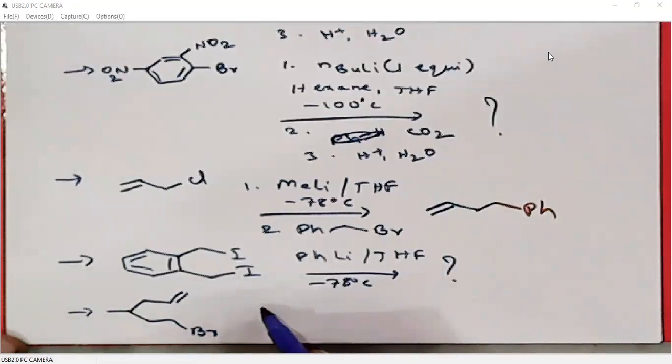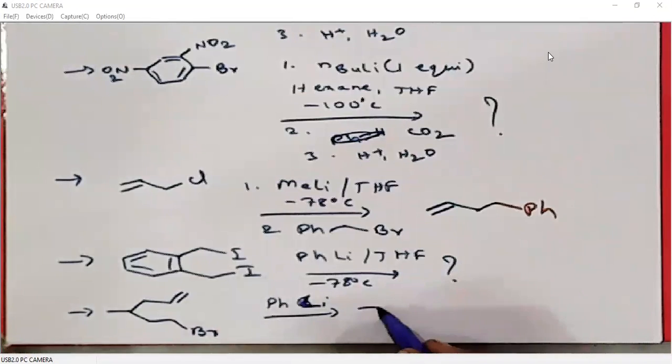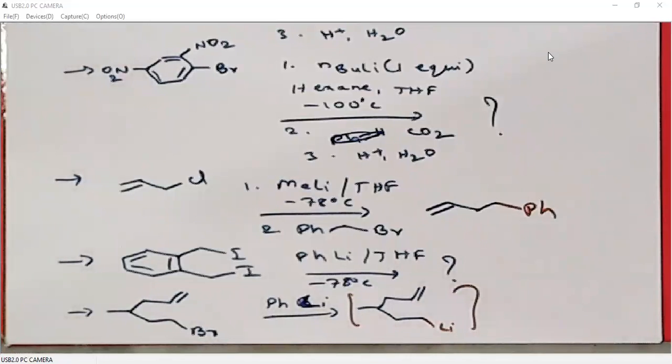In this example, when we treat it with an alkyl lithium reagent, it undergoes metal halogen exchange to generate this anion. This anion will further undergo intramolecular ring closing with this double bond. So the ring size is 1, 2, 3, 4, 5. So here we are getting a 5-membered ring.